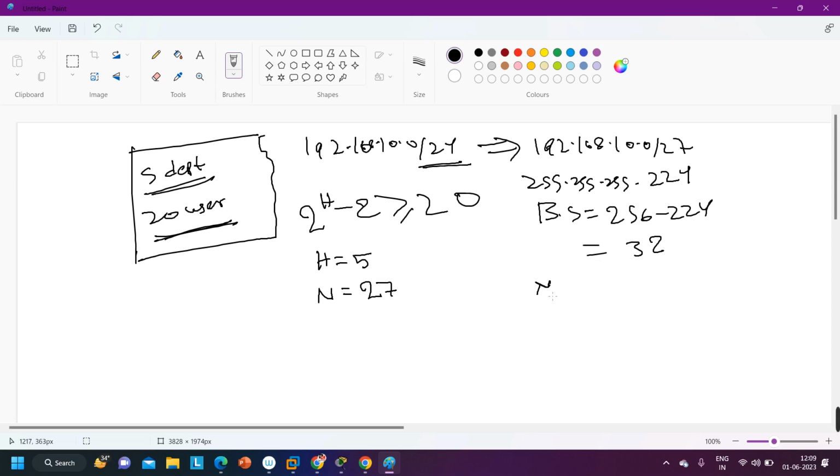Yes. And what will the number of networks be? Two to the power n. 8. 27 means you have borrowed 3 bits. Yes or no? That means 8. Your requirement is that you need 5 networks. Okay, 8 is sufficient. What will the first network ID be?